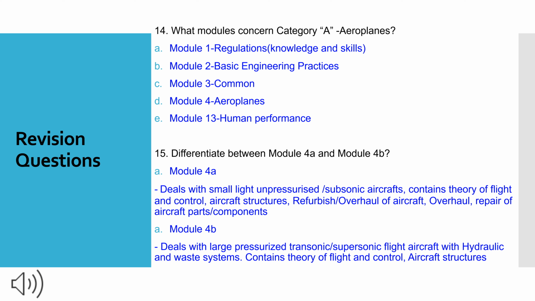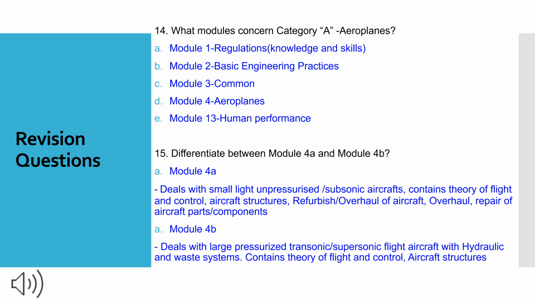Each category has a number of modules which provide a list of topics to be considered for issuance of such a license. For Category A, aeroplanes, these are 5 modules, which include Module 1, Module 2, Module 3, Module 4, and Module 13. Module 1 is for regulations, which is knowledge and skills. Module 2, basic engineering practices. Module 3, common. Module 4, aeroplanes. And Module 13, human performance.